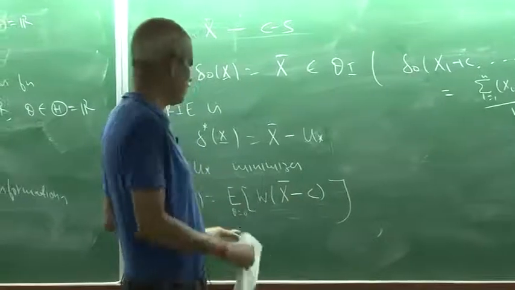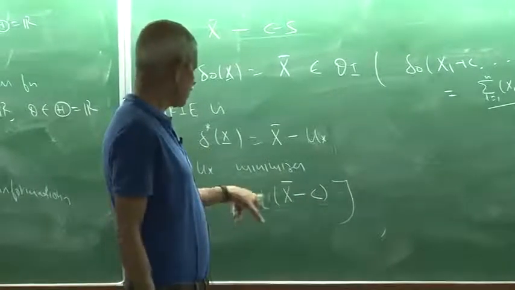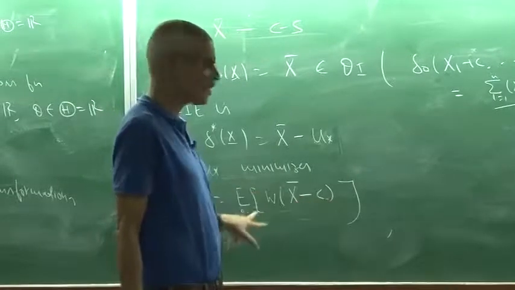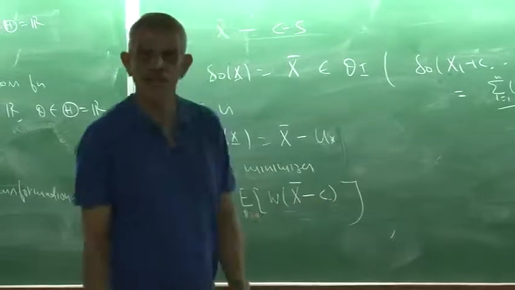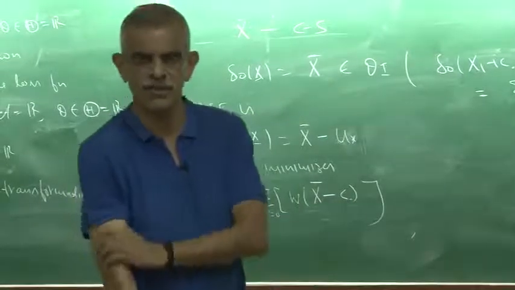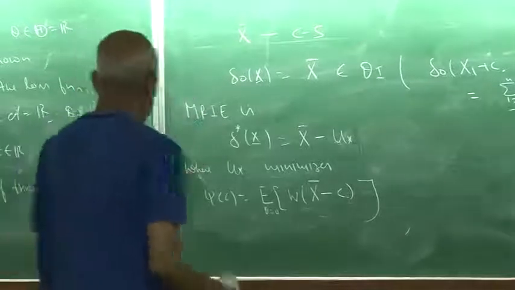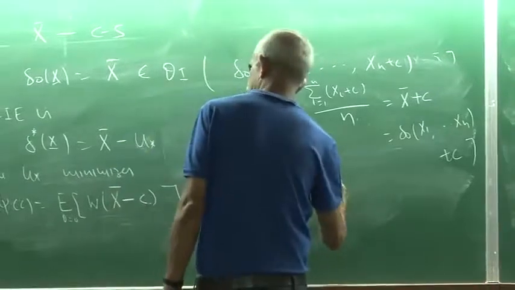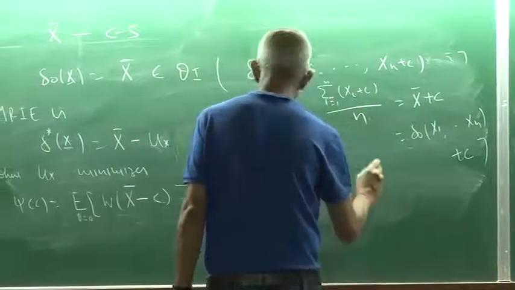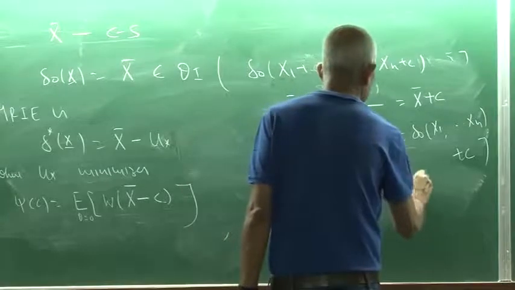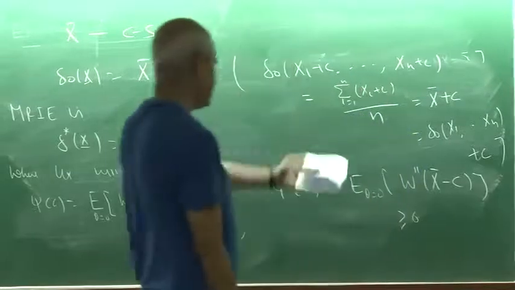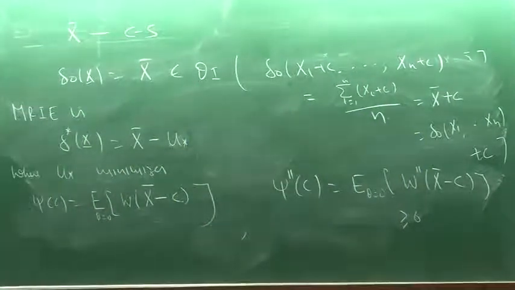because if I take the double derivative with respect to c, and assuming that I can take the derivative inside, it will be W double prime of x bar minus c. So the expected value of W double prime of x bar minus c, and W double prime is always greater than or equal to 0 for every x, so it will always be greater than or equal to 0. So psi double prime of c is nothing but the expected value under theta equal to 0 of W double prime of x bar minus c, which is always greater than or equal to 0. And in fact, if it is strictly convex, then there will be a strict inequality.